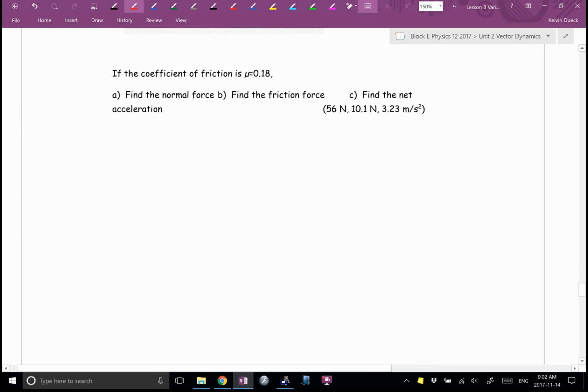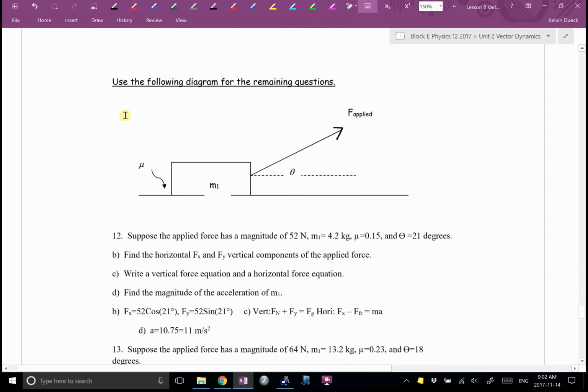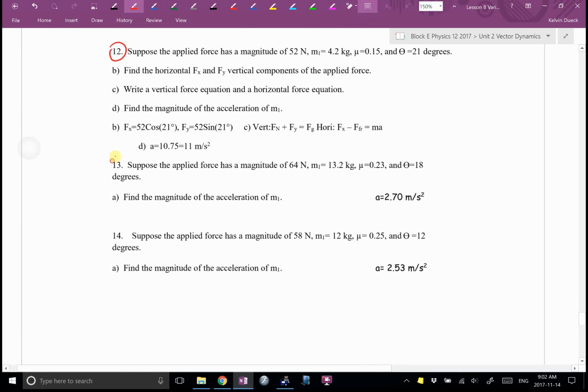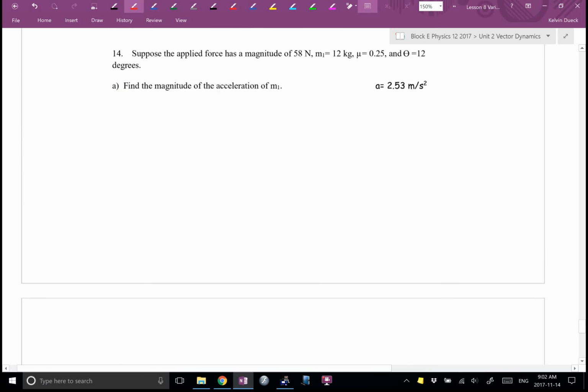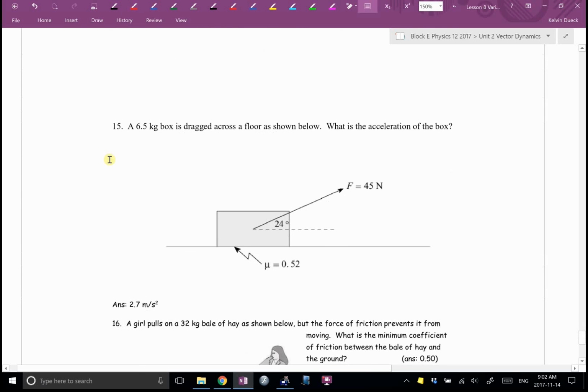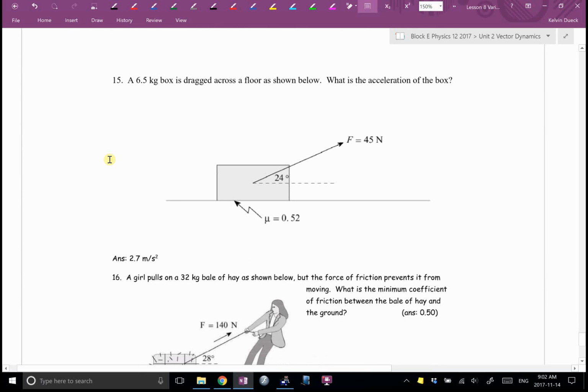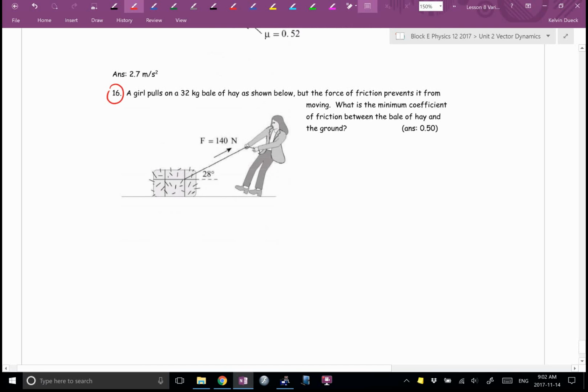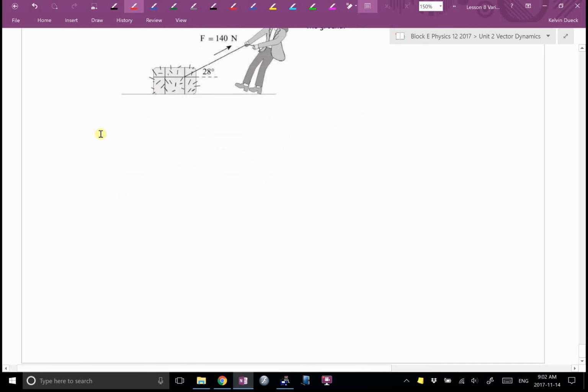11 is good. Twelve is good. 13 is good. Skipping 14. Sixteen is good. I skipped 15. I like number 16. Number 16 is a nice question.